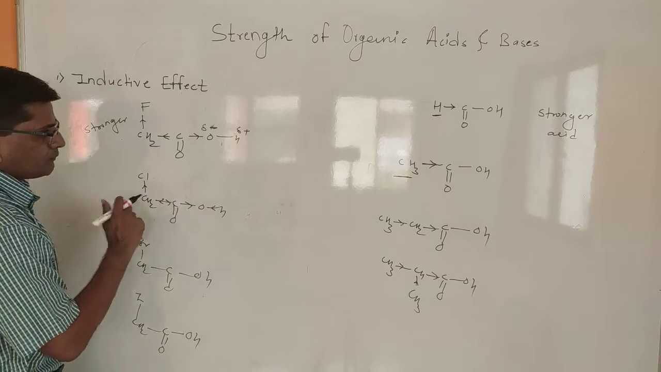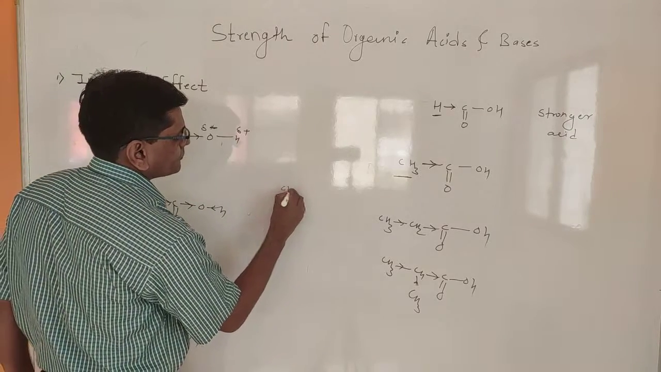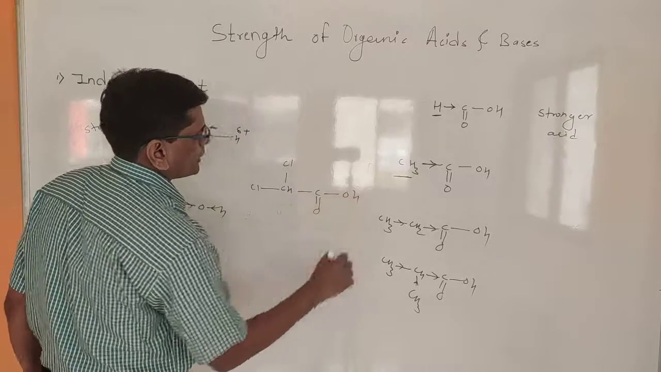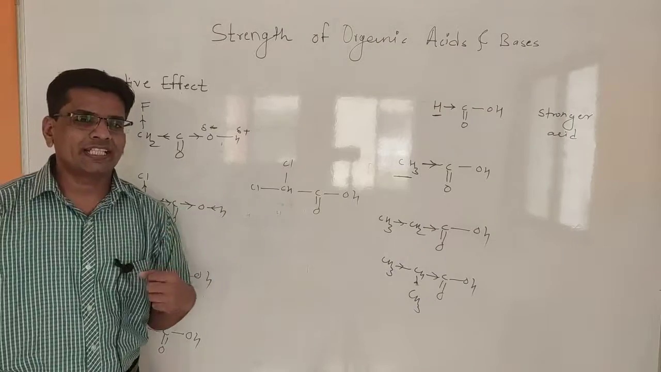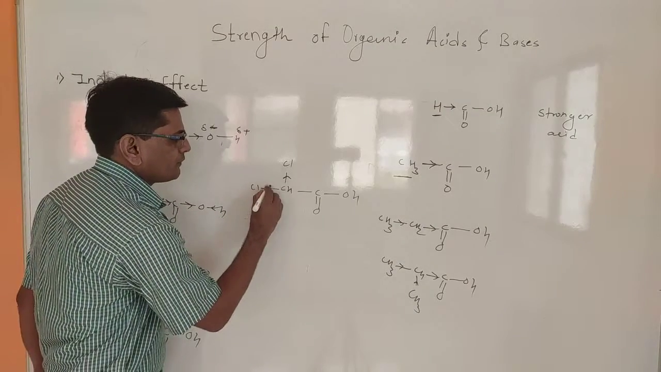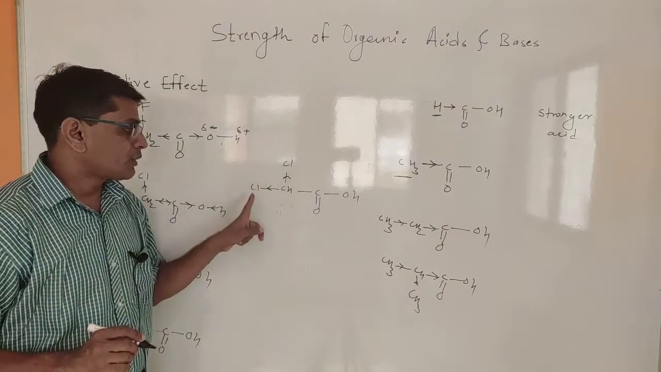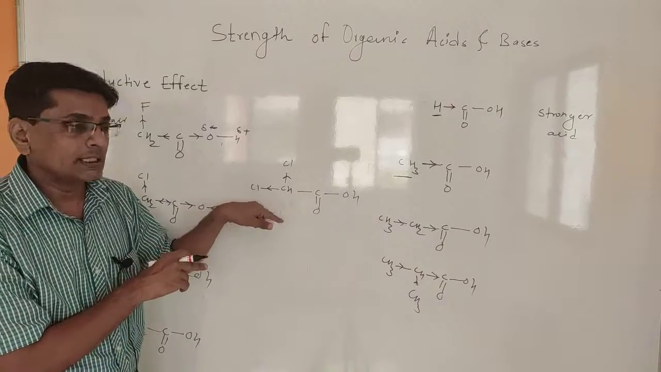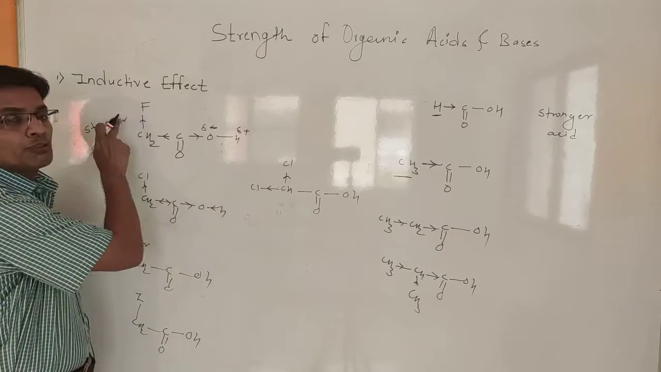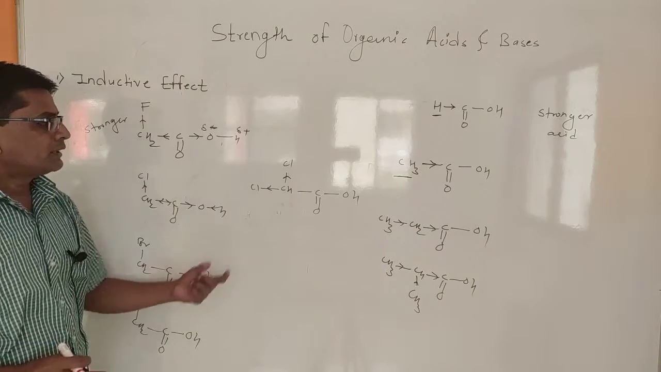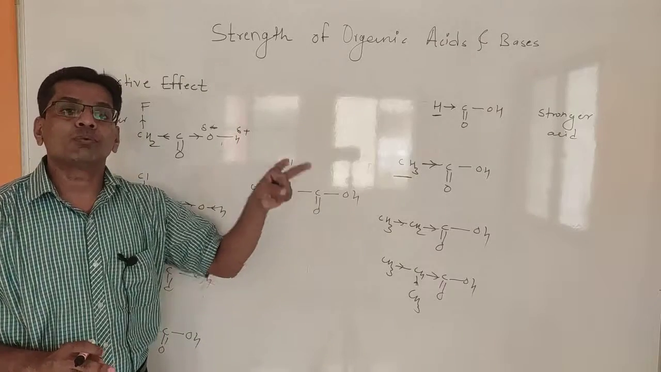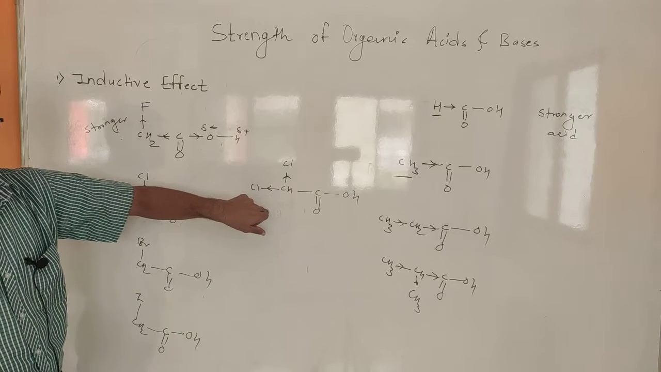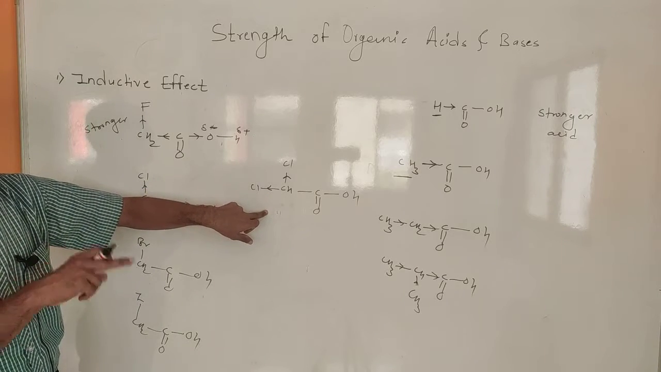But if we replace one more hydrogen by one more chlorine, now two chlorines are attached, both are electronegative, and both will withdraw the electron, and this withdraws more strongly as compared to oxygen. So that's why this is a stronger acid. Even this is a stronger acid than fluoroacetic acid, because the inductive effect of two chlorines is stronger as compared to one chlorine or one fluorine, and that's why dichloroacetic acid is a stronger acid than all these molecules.